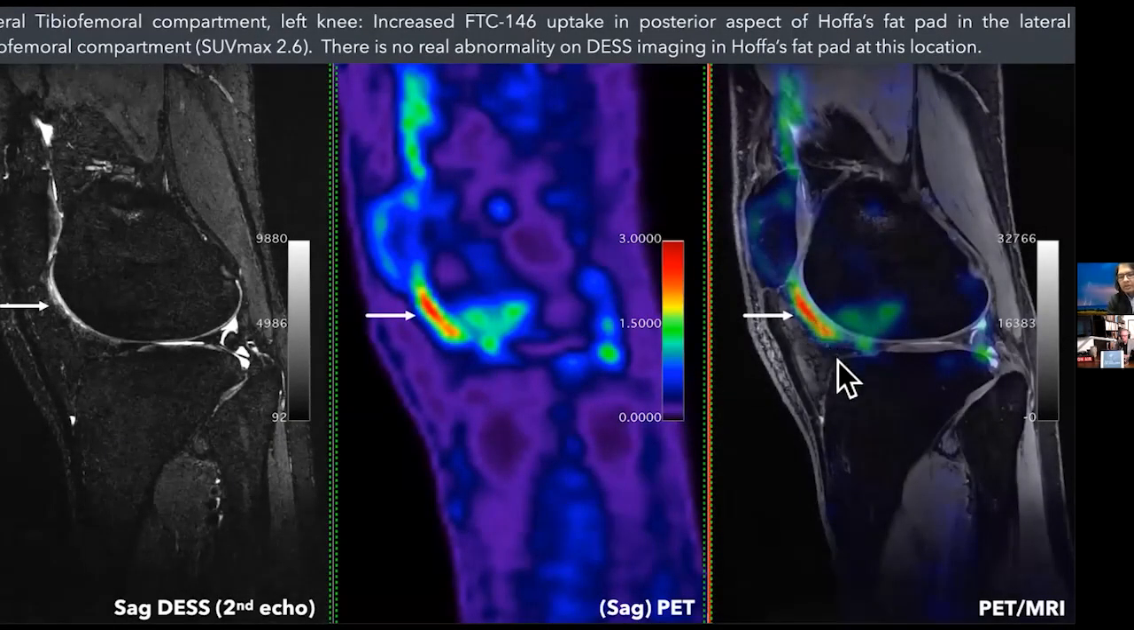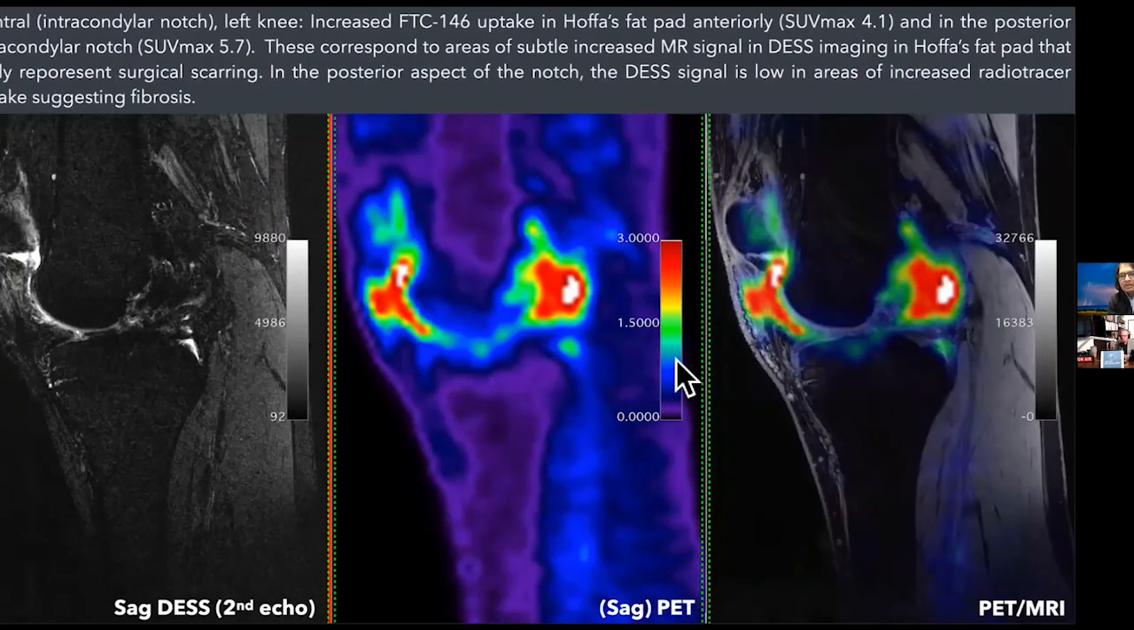So quite a bit of uptake of that tracer there. This is another slice. So here we're kind of in the middle of the knee, the intercondylar notch level. So seeing quite a bit of uptake anteriorly and posteriorly.